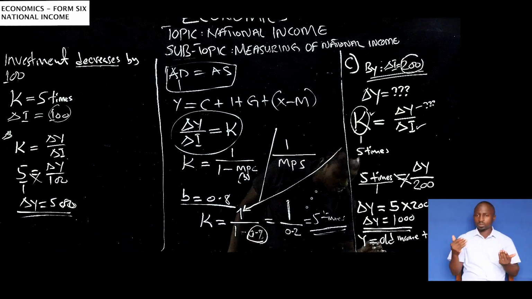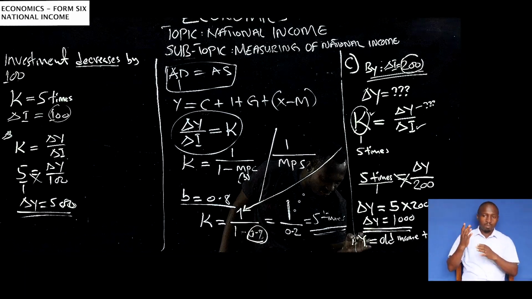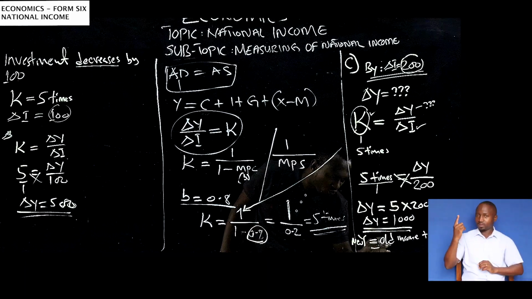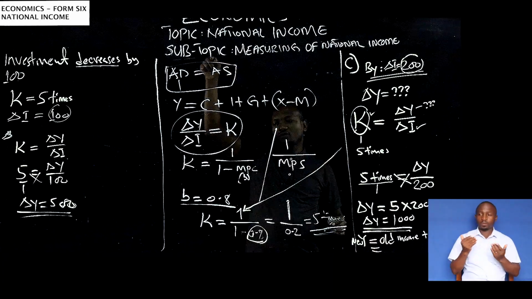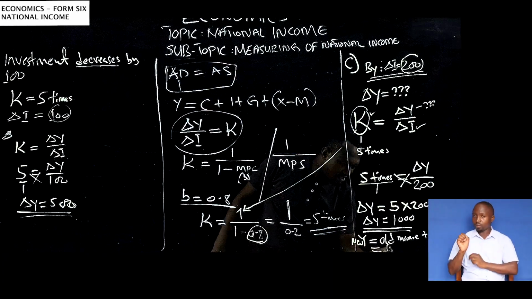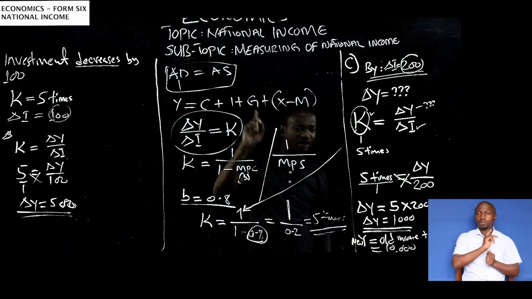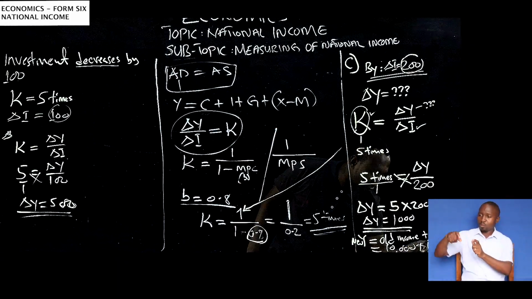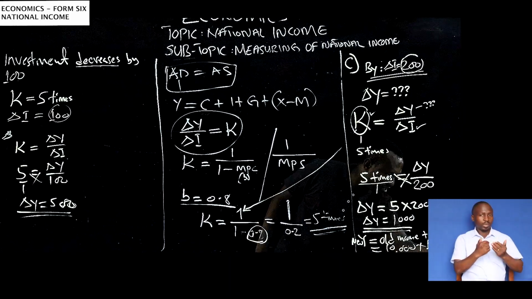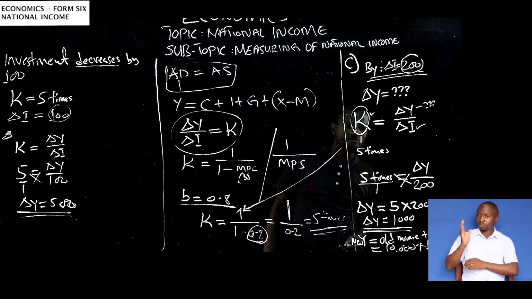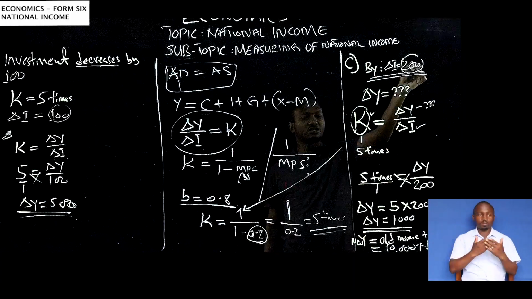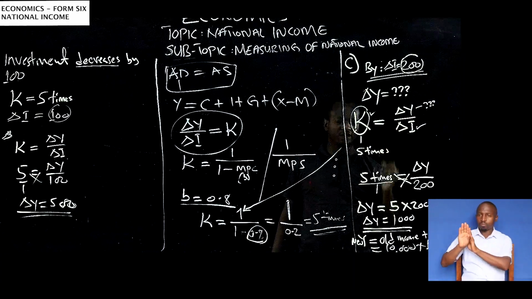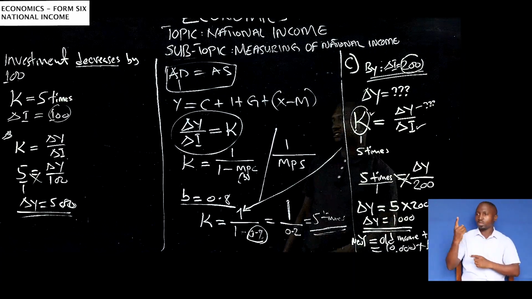So the new national income figure will be, you have to take the old one, 10,000, if you remember, from A, plus this increase, which is the change in income. We get this figure. Because investment has increased, national income will also increase.